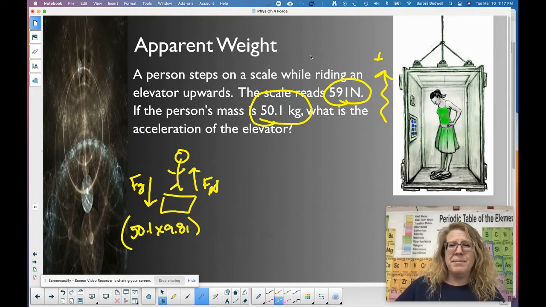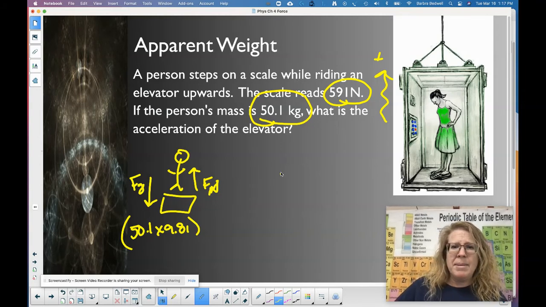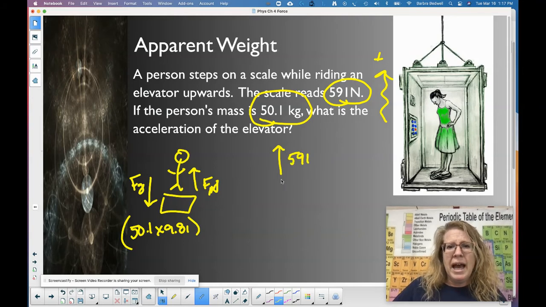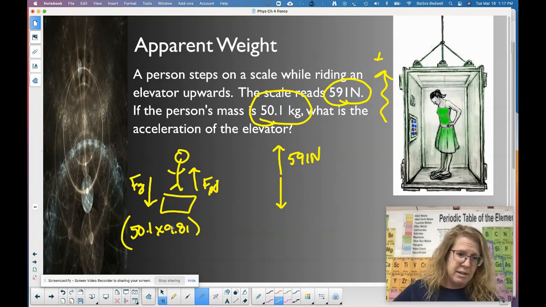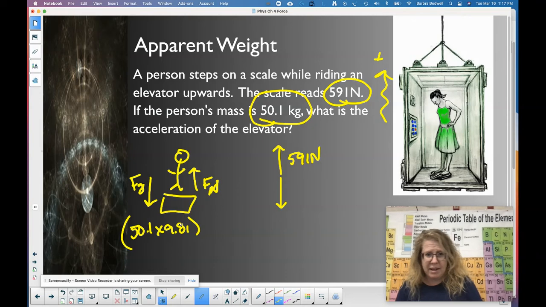So what does this mean? So if the scale is reading 591, that means we've got an upward force of 591, and we have a downward force, right? This is the scale. The downward force is simply you, whatever 50.1 is times 9.81. 50, oops, I could do this right.